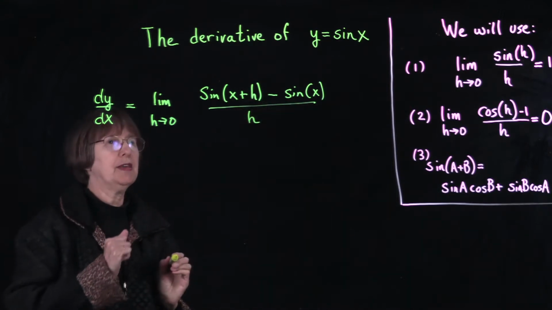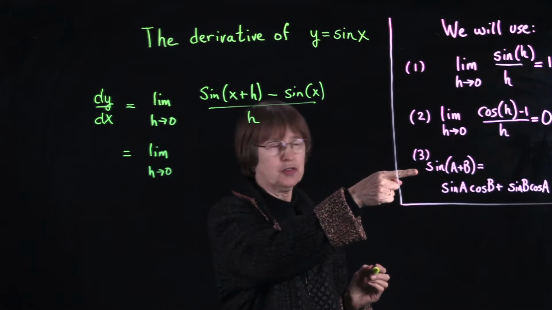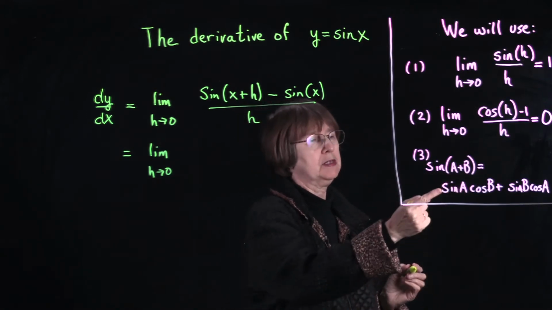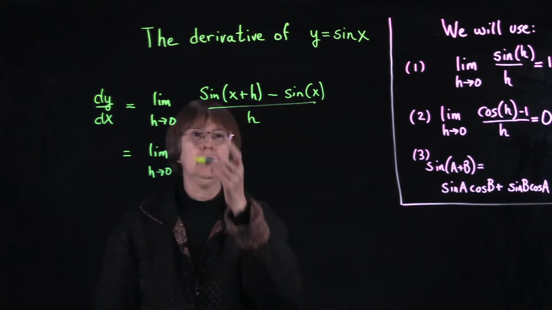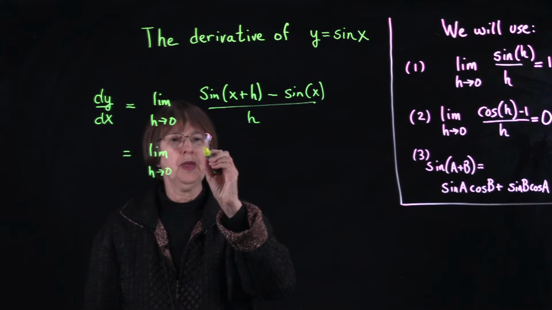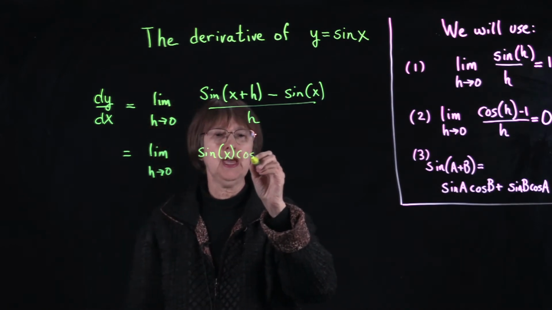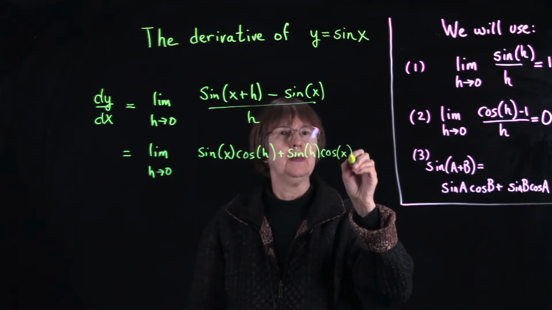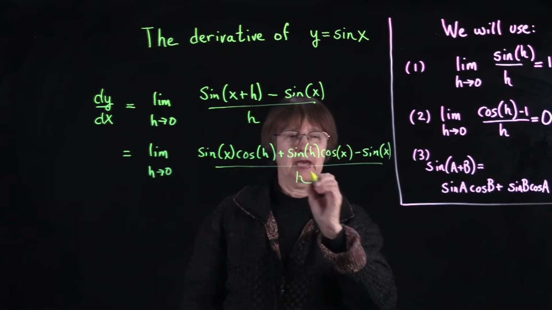Now let's simplify this down. We're going to use the sum of angle formula for the sine function. Recall, sine of the sum of two angles is the same as sine A cosine B plus sine B cosine A. So we can expand this and write this in the form of sine x cosine h plus sine h cosine x minus sine x. And all that is divided by h.